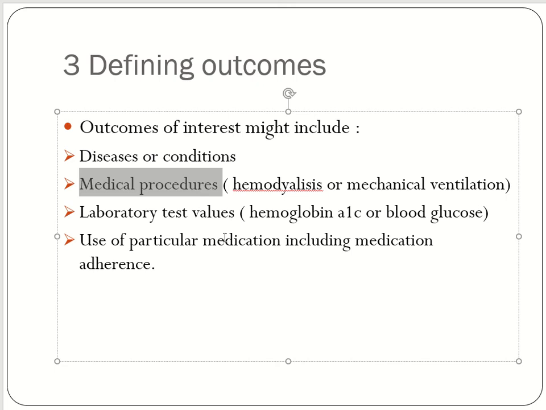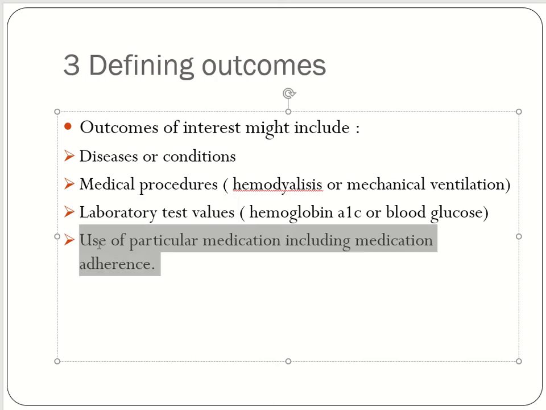We're talking now about mechanical ventilation, especially with COVID-19. It could be one of the major outcomes. Or maybe there was a need for laboratory test values, so looking at what happened to blood, what happened to HbA1c, etc., or the use of a particular medication, including medication adherence. So that also could be an outcome.